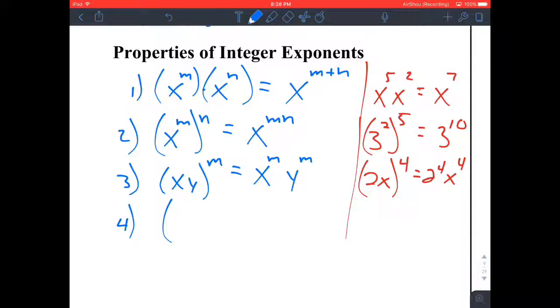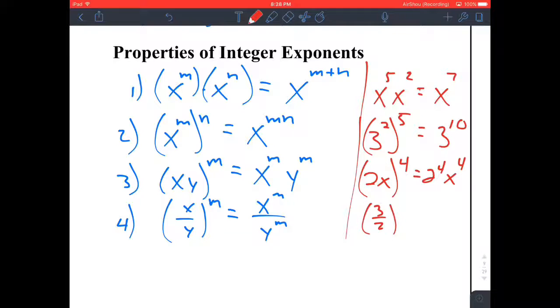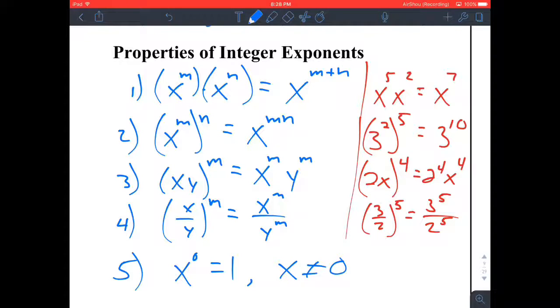Fourth one is the quotient property. Quotient means divide. If you're dividing two things and that's raised to an exponent, you can apply the exponent to both the numerator and denominator. Example, if we have 3 halves to the 5th, that's going to be 3 to the 5th over 2 to the 5th. Finally, any number raised to the 0 power is 1, as long as that number isn't 0. 0 to the 0 power is undefined. Any other number to the 0 power is going to be a 1.